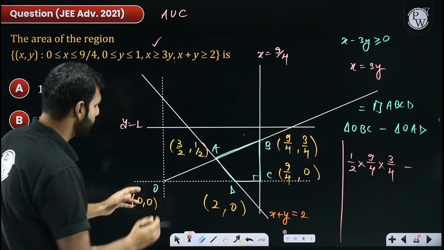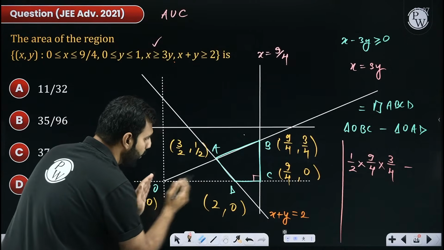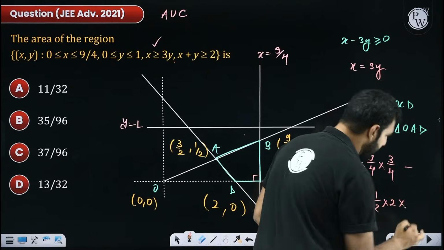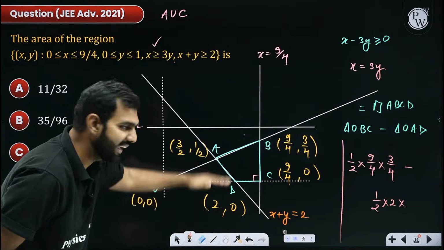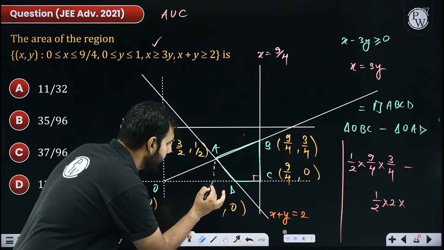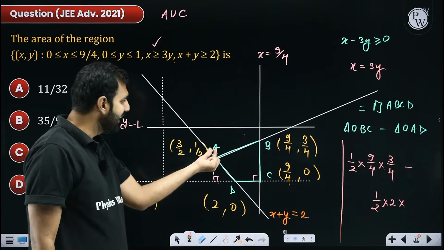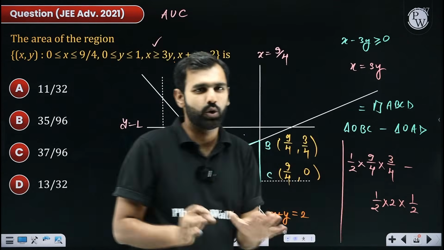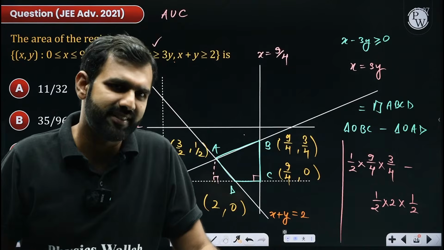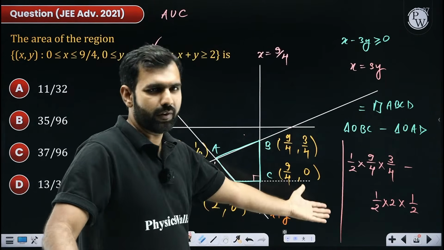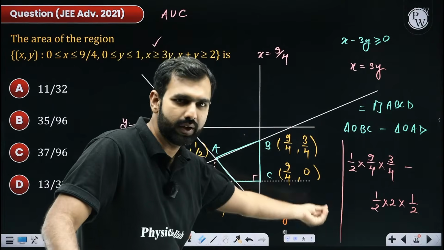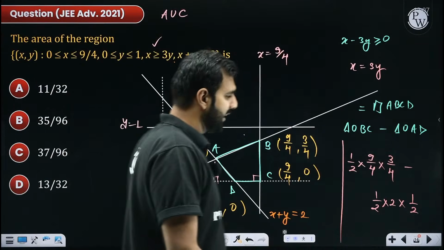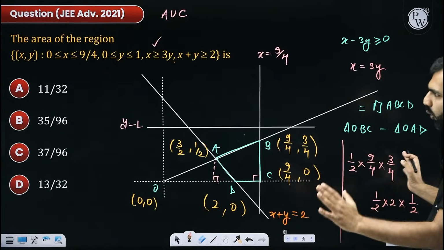Triangle OAD has OD as base. What is OD? OD is 2. So it is half base into height. What is height? Height is this A. From A, if I drop a perpendicular on OD, which is the x-axis, height is the y coordinate of A, which is 1 by 2. Now from here, can you not do it by yourself? I think a lot of students are saying 11 by 32. Most probably by solving this, you'll get 11 by 32. I'm not calculating it, skipping it, believing that you'll do it by yourself. But more importantly, did you all understand this? Did you all understand the whole explanation?